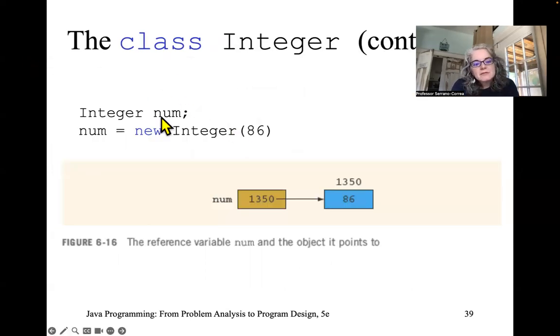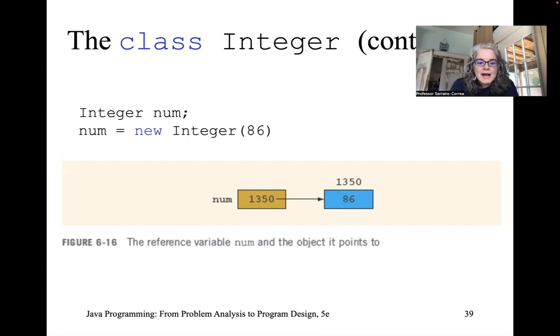So this is an object called num. The reason this is an object is because Integer is the class. So this is the object num, and this is the class Integer. To create a new integer, I would say num equals new Integer, and I would pass it the number that I want to store in this, or reference from this object.